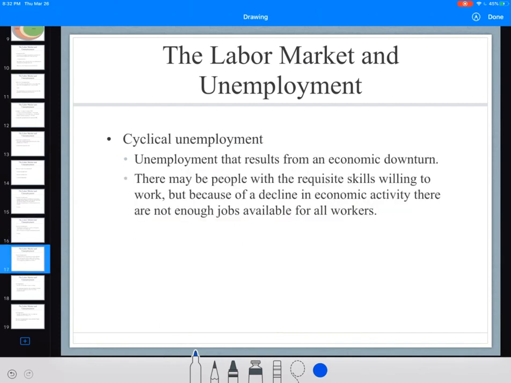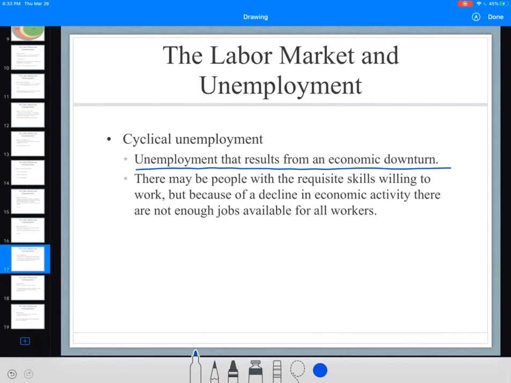All right, the third and last type is what we call cyclical unemployment. Now, this is the type of unemployment that we are about to have a lot more of. This is unemployment that results from an economic downturn. It has nothing to do with skills. It has nothing to do with employer and employee finding each other. It simply has to do with the fact that the economy stinks. And if this coronavirus has as big an impact as people think, the economy is just going to stink.